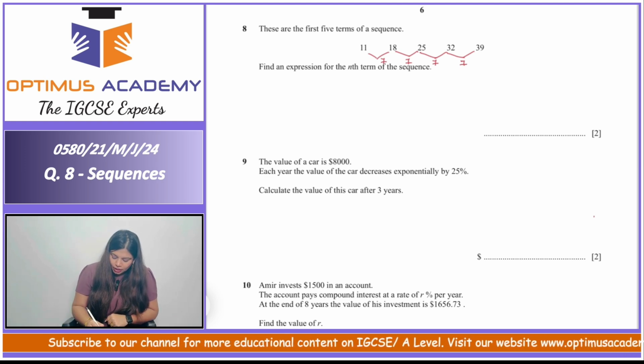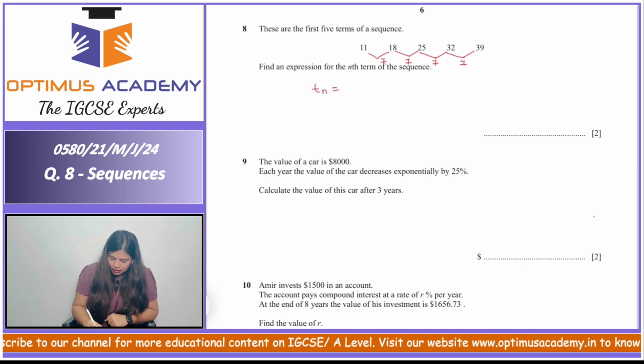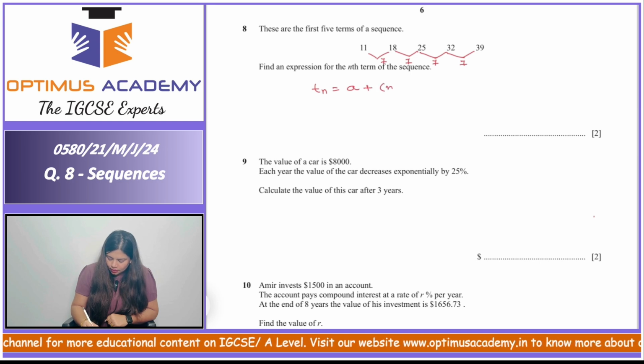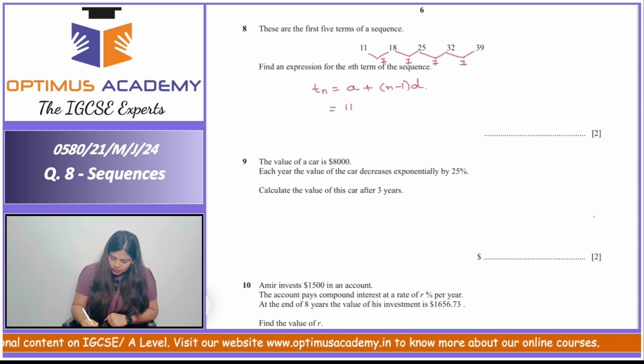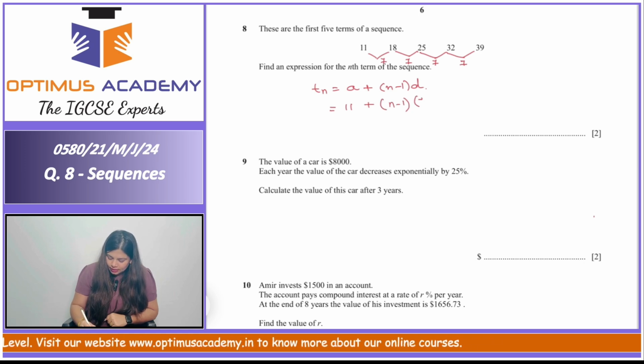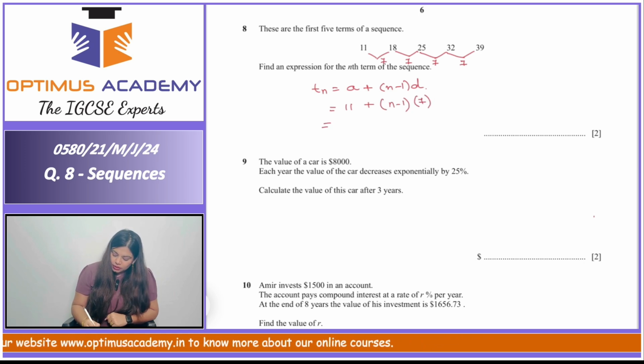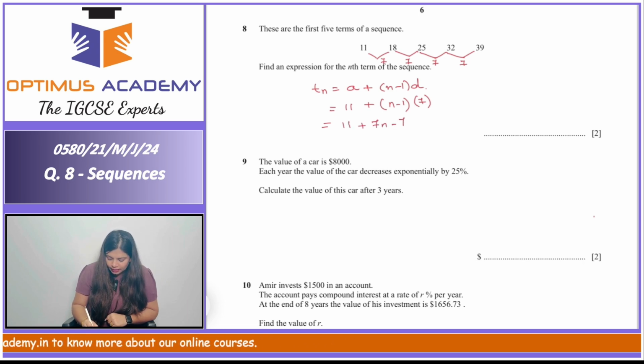Using the formula for arithmetic sequence, that is a plus n minus 1 into d. a is 11 plus n minus 1 and d is 7. After simplifying this, we will get 11 plus 7n minus 7, which is nothing but 7n plus 4.